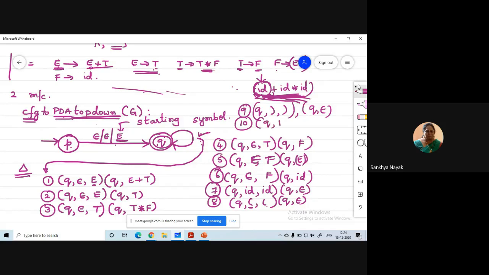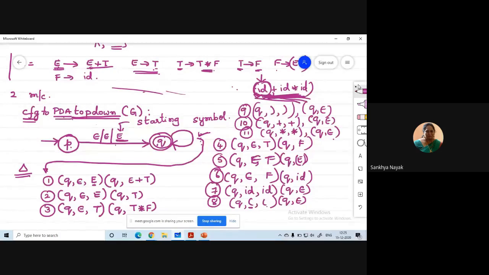So if you have plus in the stack and plus also in the input, pop it. And if you have star inside the stack and star in the input also, you pop it. Okay. So these are the instructions and this is how you do top-down conversion from CFG to PDA.